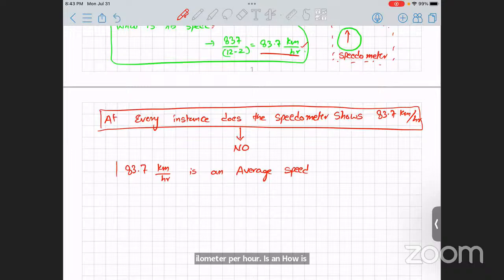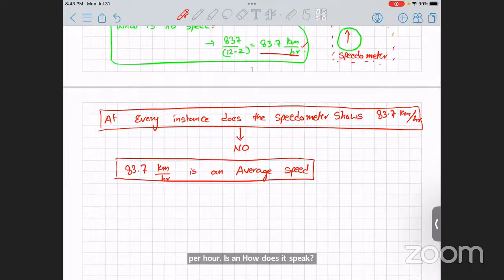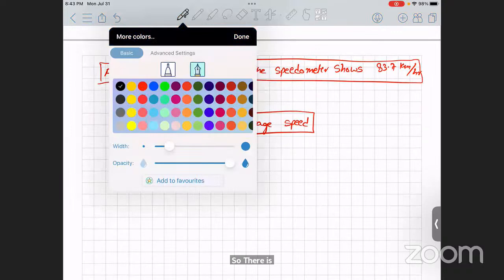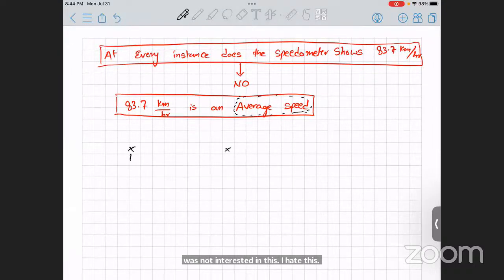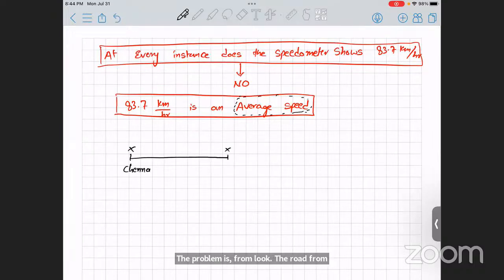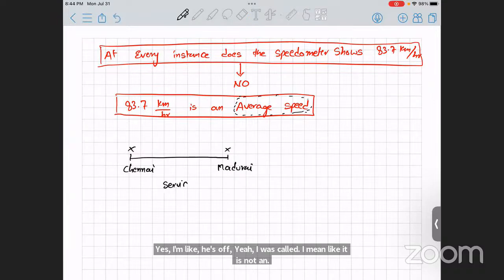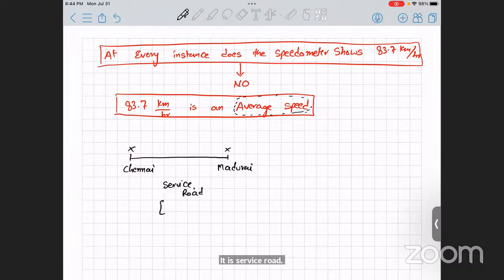I was not interested in this average speed. Listen to this carefully. I hate this average speed because the problem is that the road from Chennai to Madurai is of average quality. It is not NH, it is a service road, where the maximum I can go is 60 kilometers per hour.